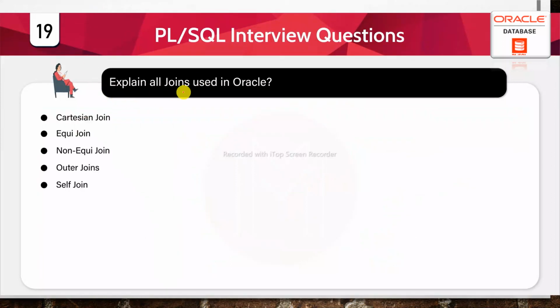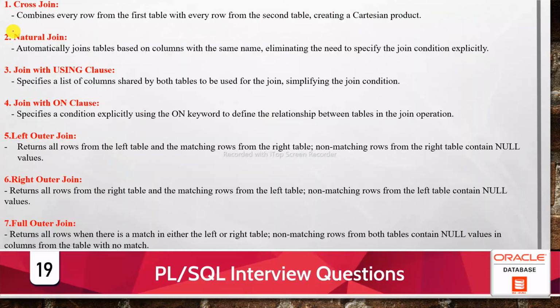Explain all joins in Oracle. So what are the different joins? We have Cartesian join or cross join, equi join, non-equi join, outer join, and self join. Let me explain in the next slide. First, cross join: it combines every row from the first table with every row from the second table, creating the Cartesian product.